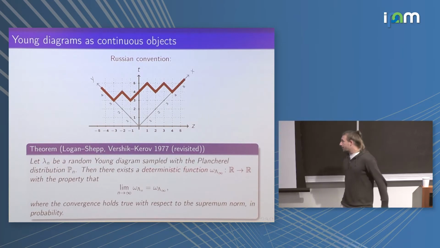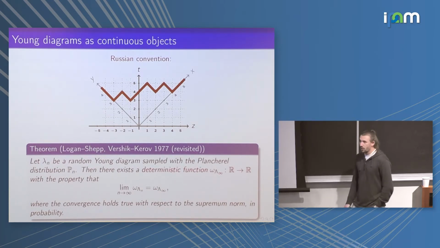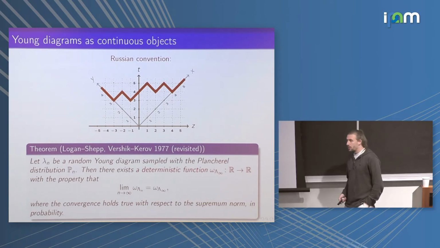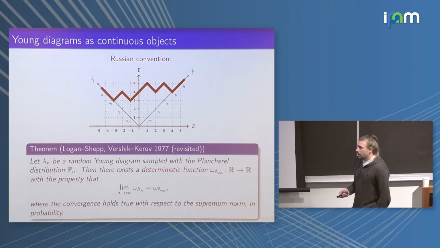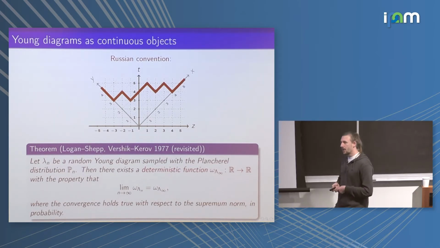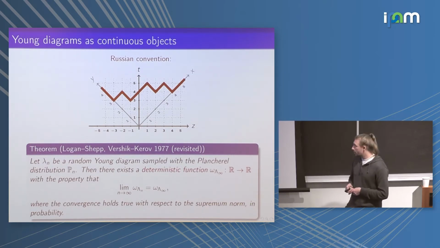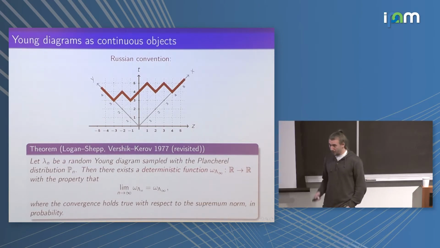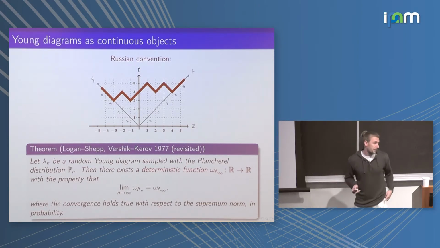So now we have the theorem of Logan and Shepp and Vershik and Kerov revisited, but now it's stated more formally. So what this theorem really says is that there exists a deterministic function from R to R with the property that if you look at the profile of rescaled Young diagrams sampled with the Plancherel measure, then they converge to this deterministic shape, and the convergence holds true with respect to the supremum norm in probability.